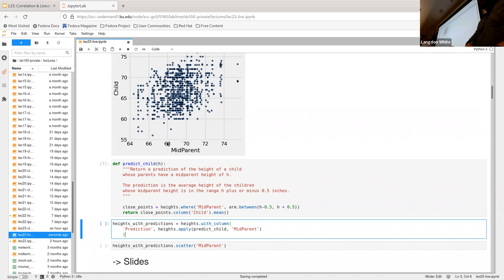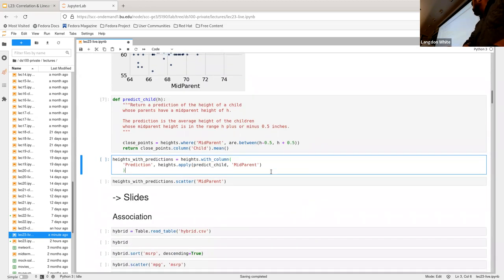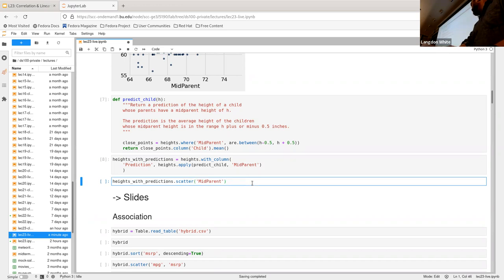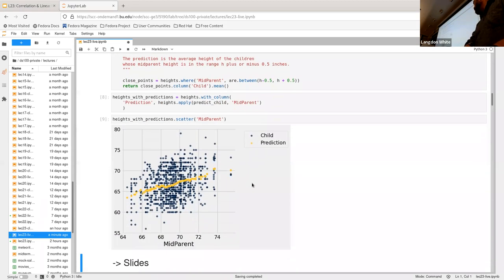So if we know that they're 68, then we look at that and say, well, on average, they're, I'm just going to make this up, in this range. So we can make a guess that the child's height will be between, let's say, 65 and 70 inches. To do that, we will make an actual set of predictions while it runs, and then plot that on our scatter plot, okay?